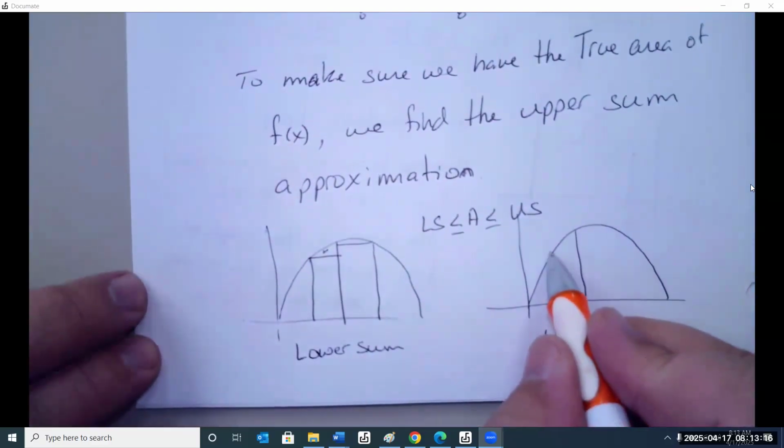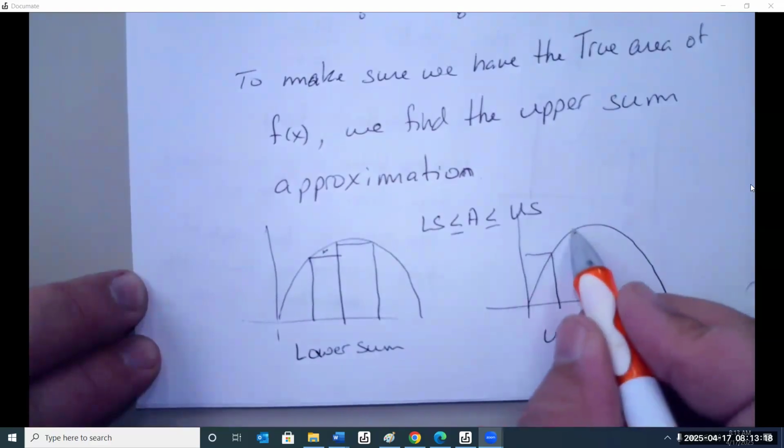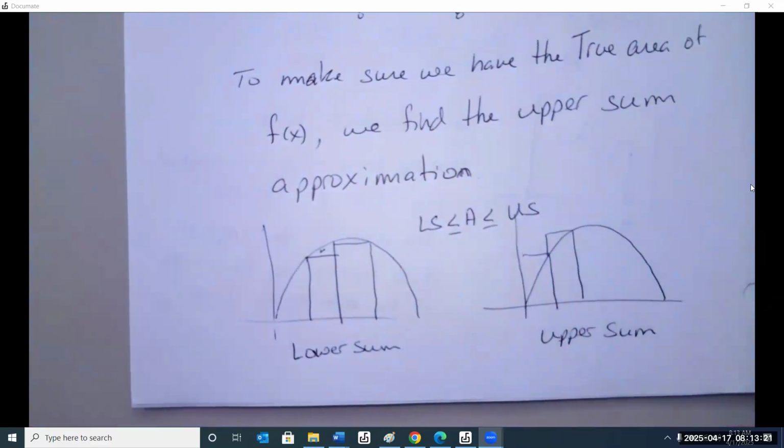And then the upper sum will have higher estimates. Those are the two differences.